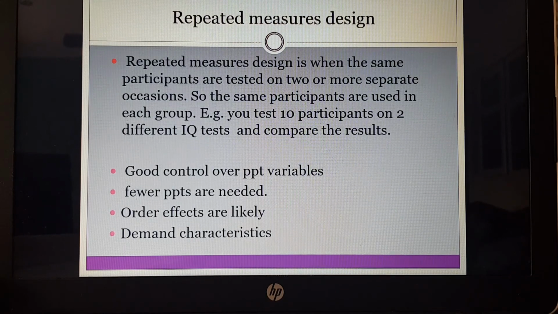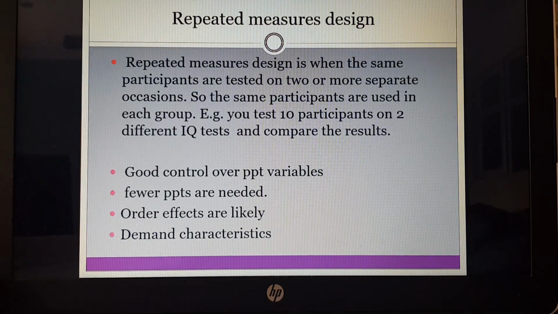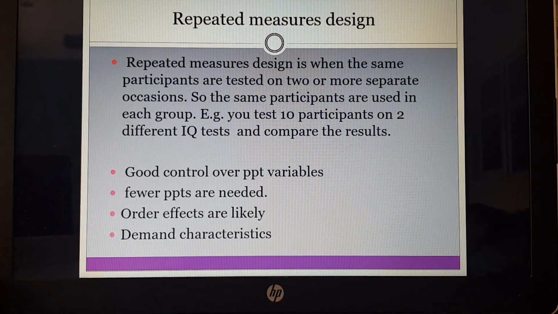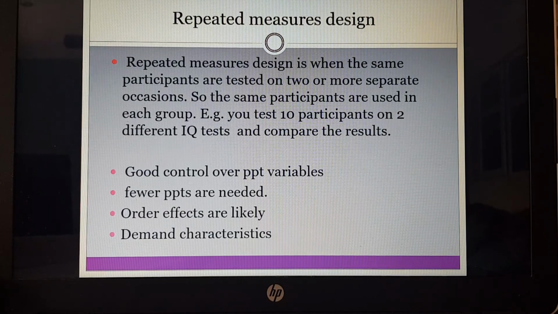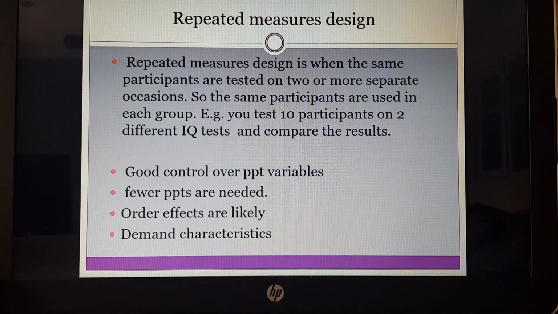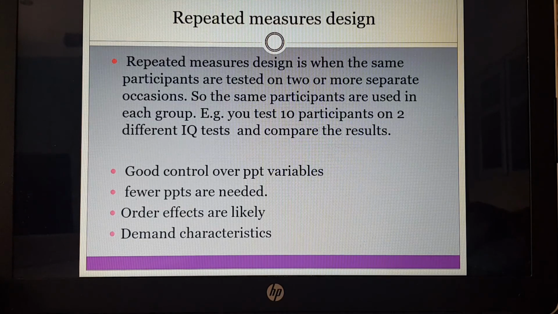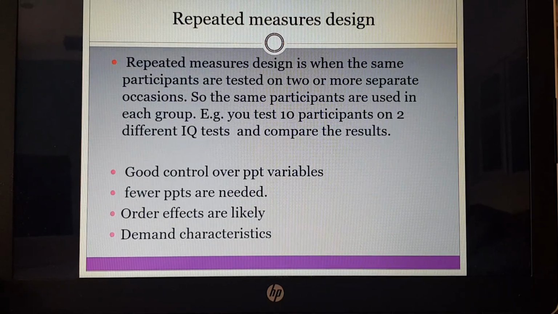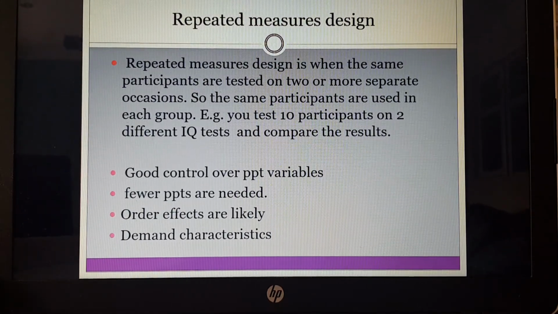Repeated measures have good control of participant variables because you're using the same participants. Fewer participants are needed than in an independent measures design, which is more practical. Order effects are likely, however, because they're taking part more than once, so they may get tired or bored. Demand characteristics are also quite likely, and they are, I guess, more likely to guess what the experiment is about and change their behaviour.